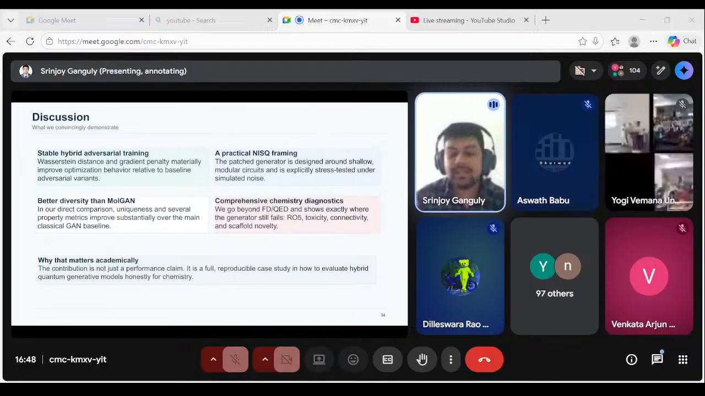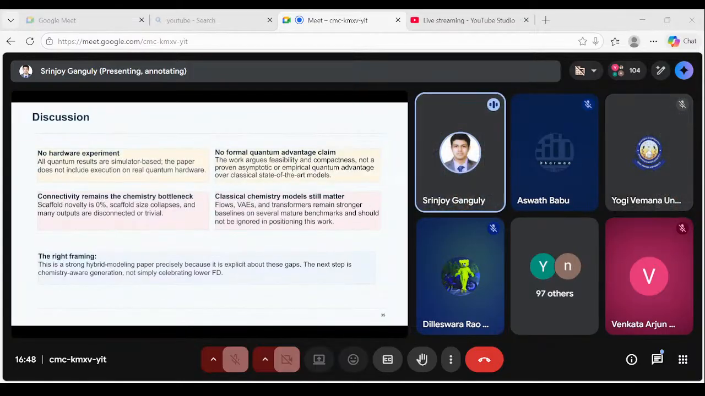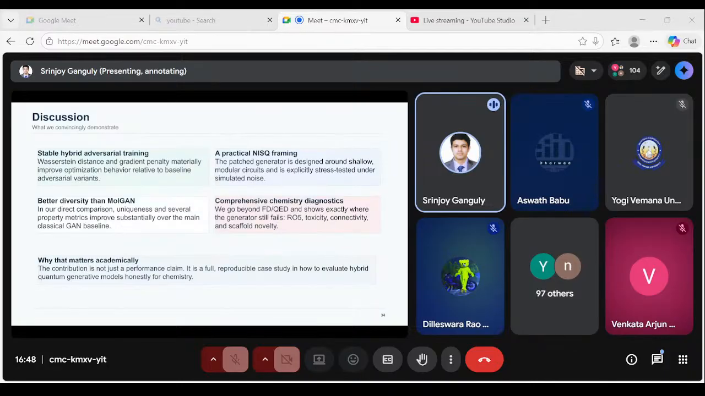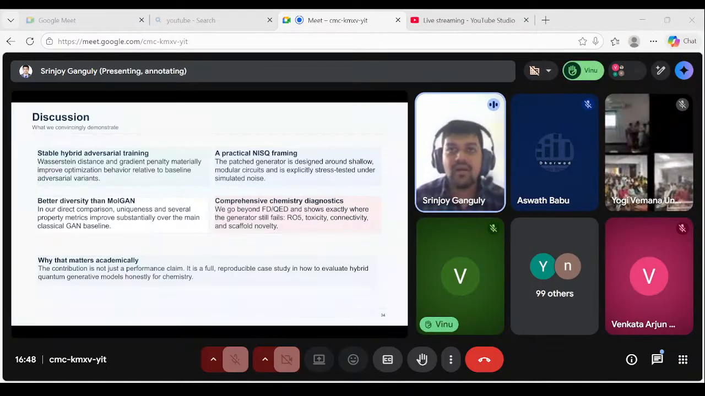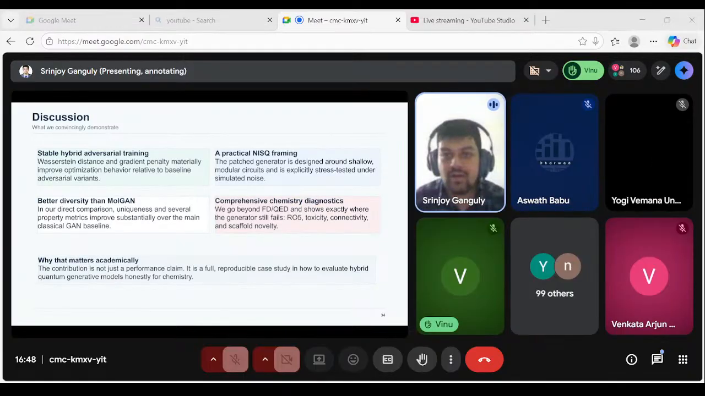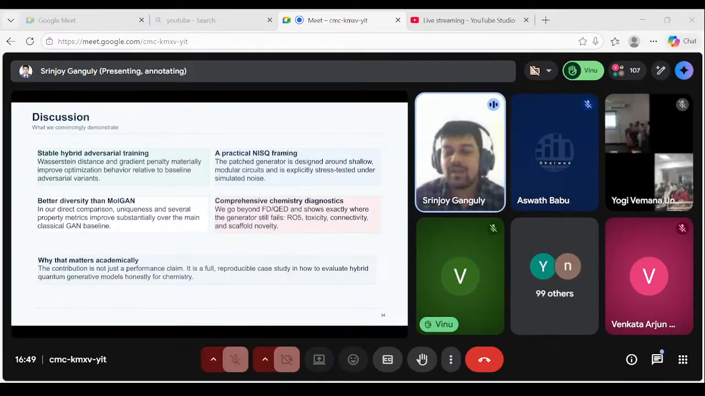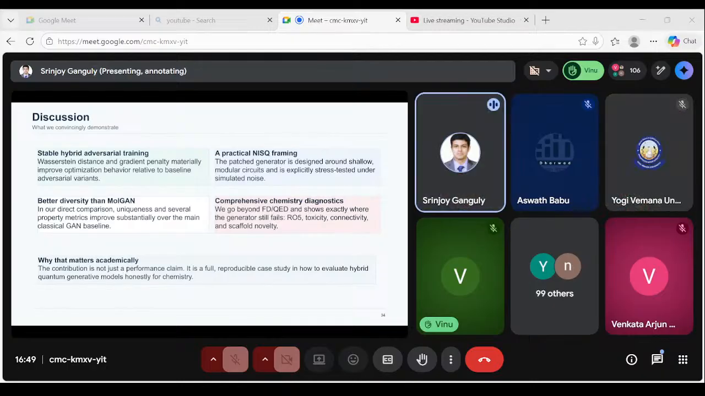So most of the major part is done, which I have explained to you. These are just discussion slides, of the things I've been telling you through the presentation: we have worked on a noisy model, we have a hybrid adversarial training, and we have better diversity than MolGAN, but at the comprehensive chemistry diagnostics, we fail, definitely for scaffold novelty and fingerprints, and for the docking as well. We did somewhat okay for ADMET analysis, but that does not work, because in the real world you need to be really sure, since you're going to use these drugs on either animals or humans.